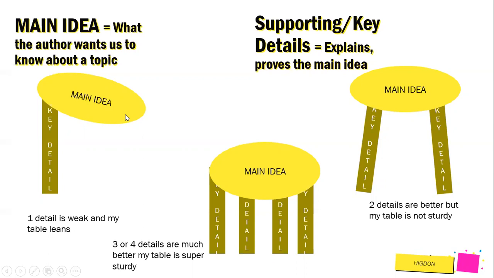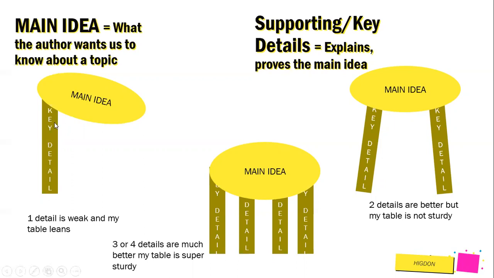When we have a main idea in the text, the author wants us to know one thing in particular or learn one thing. However, the author provides multiple key details for us to gather to prove that main idea. Let's think about the main idea like the top of a table. When you have the top of a table, there are legs on that table holding the table up.